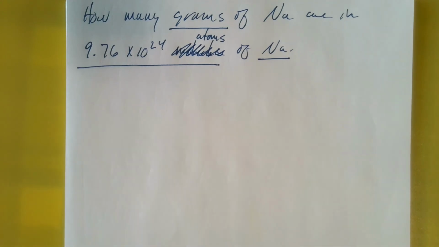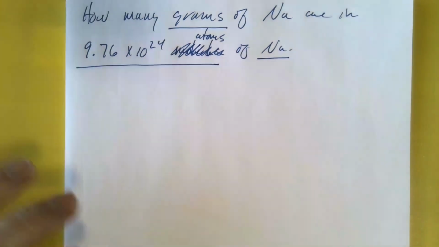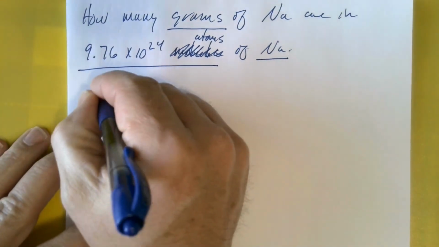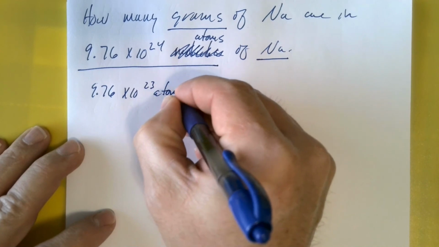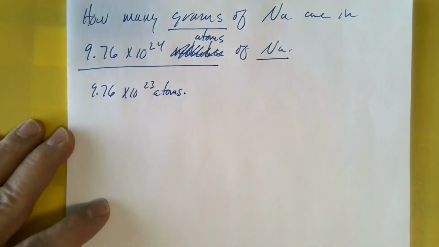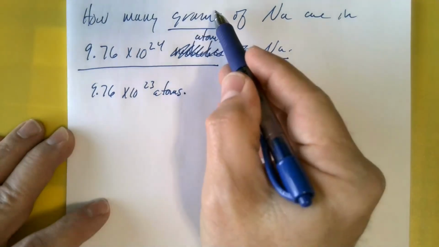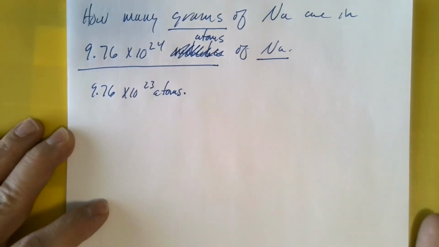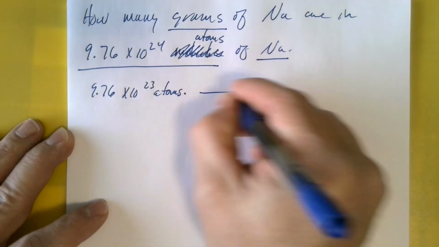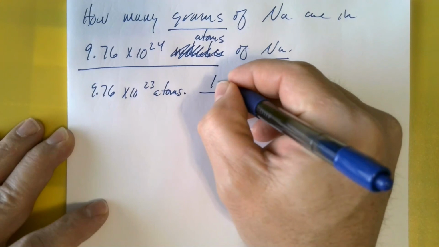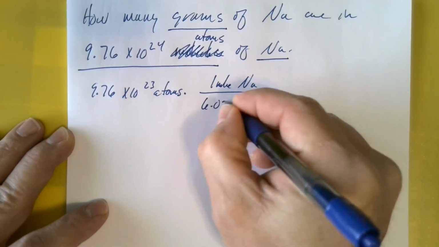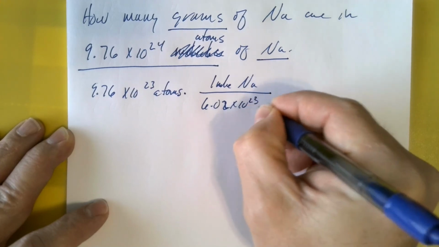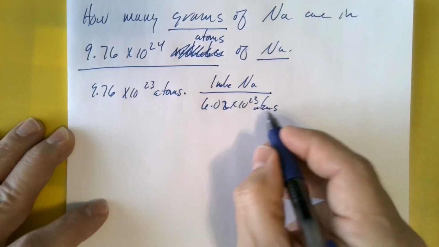Alright, well, we got to get going so we can get you guys off here. So look, this is what you got. I know that I'm going to start with 9.76 times 10 to the 24th atoms, right? Now, before I go to grams, same idea, I've got to get to moles. Well, 1 mole of Na is 6.02 times 10 to the 23rd atoms.